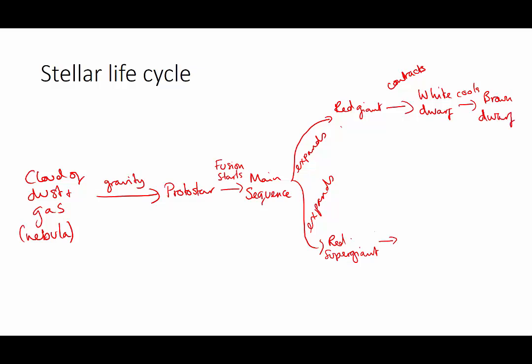The red supergiant will end its life in an explosion called a supernova. And what's left after the supernova could be one of two things. If it's a smaller supernova remnant, that will turn into a neutron star, which is incredibly dense. It's entirely made up of neutrons. And if it turns into a larger remnant, it could turn into a black hole, which has gravity so strong that light cannot escape.